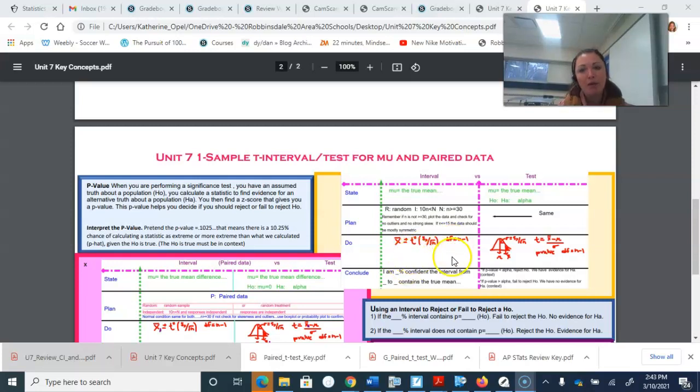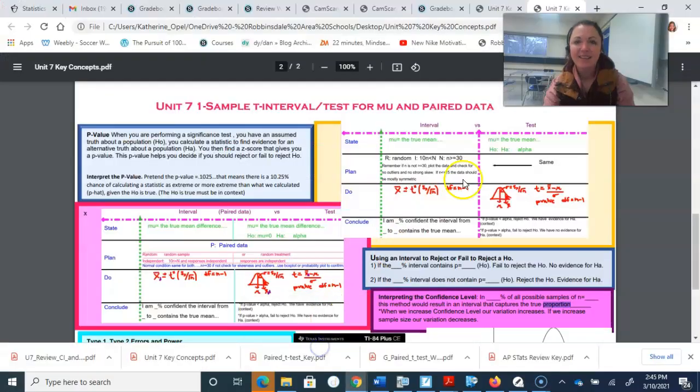Once you have your lower bound and your upper bound in this do part, you say I'm whatever percent confident that the interval from the lower bound to the upper bound contains the true mean, blah, blah, blah. Okay, true mean, blah, blah, blah.